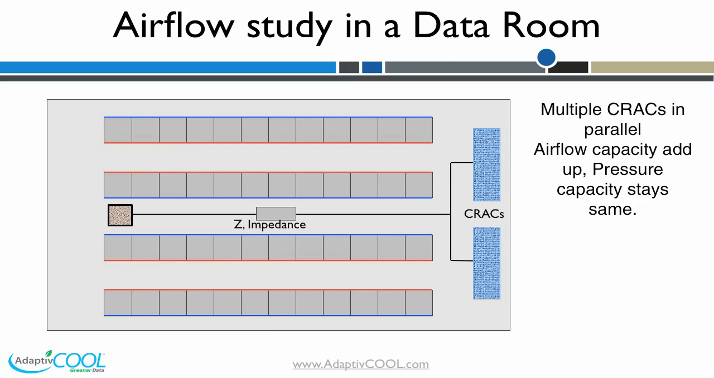The underfloor airflow path between the CRAC and the perforated tile has an impedance Z. This impedance and the CRAC airflow characteristics are critical factors that determine the amount of airflow that reaches the tile.